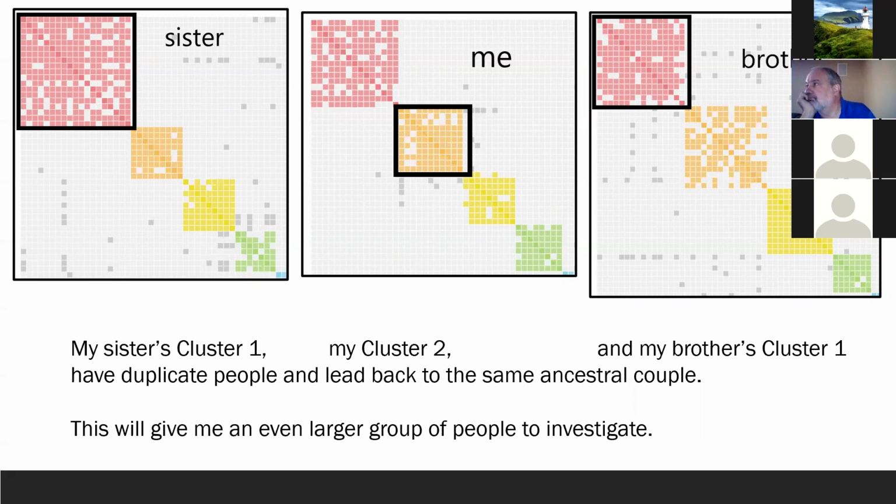You have to look at the matches. So my sister has the largest number of matches. You can see over here. I forget how many, I think I counted them, but you can see that first block is a lot larger for my sister, a little bit smaller for my brother, and even smaller for me. But we all link back to the same sets of people.